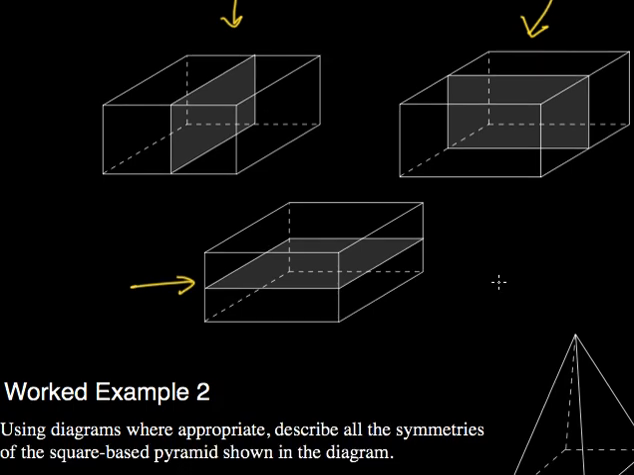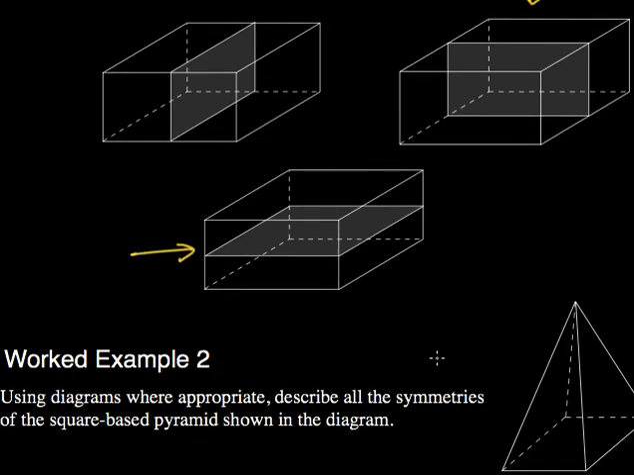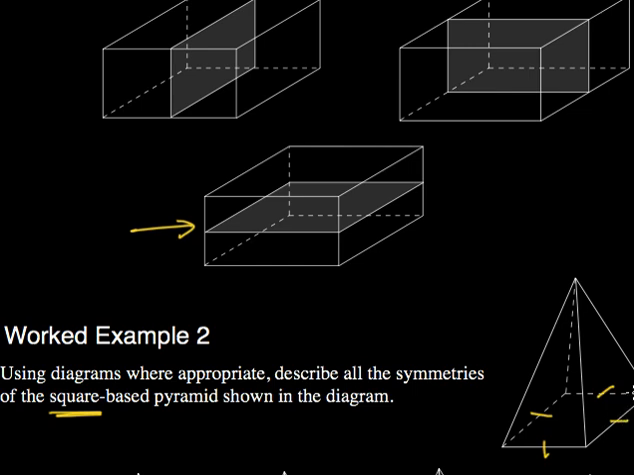So let's look into the next case, which is a square-based pyramid. It doesn't look very square from the diagram, but all of these are the same length, and that's indicated with these little dashes on it. So how many different planes of symmetry could there be in this?